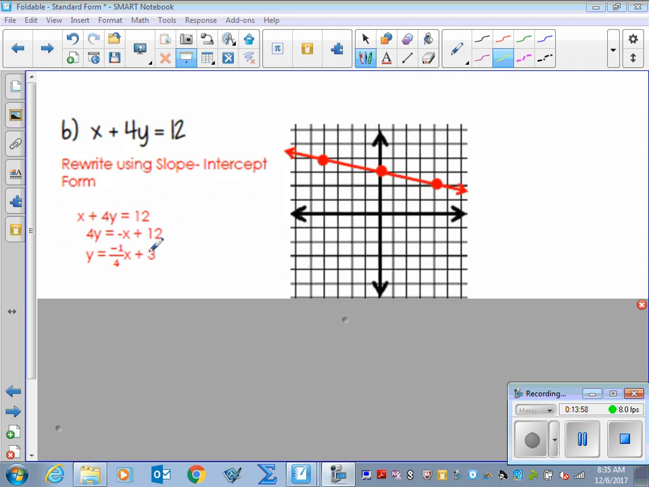Okay, so you're going to start at 3. Okay, that is your b. And then you do up 1, to the left 4, or you can also do down 1 and then to the right 4. Okay. All right, any questions? Okay.